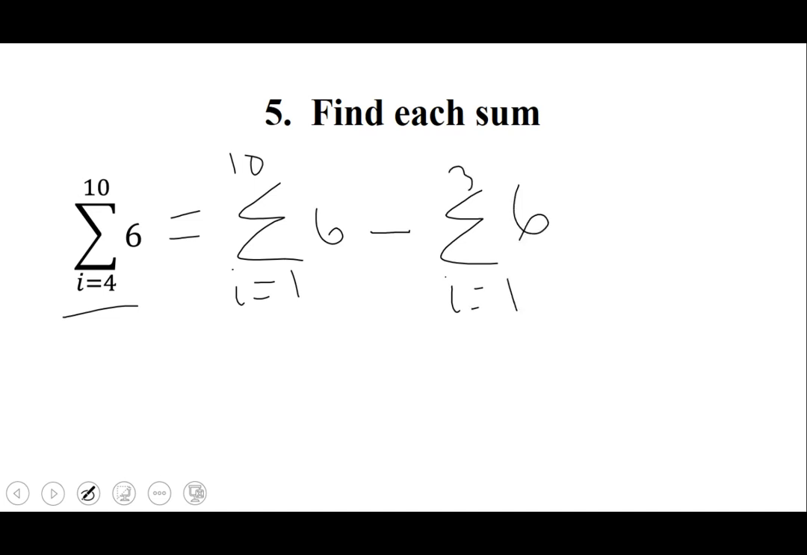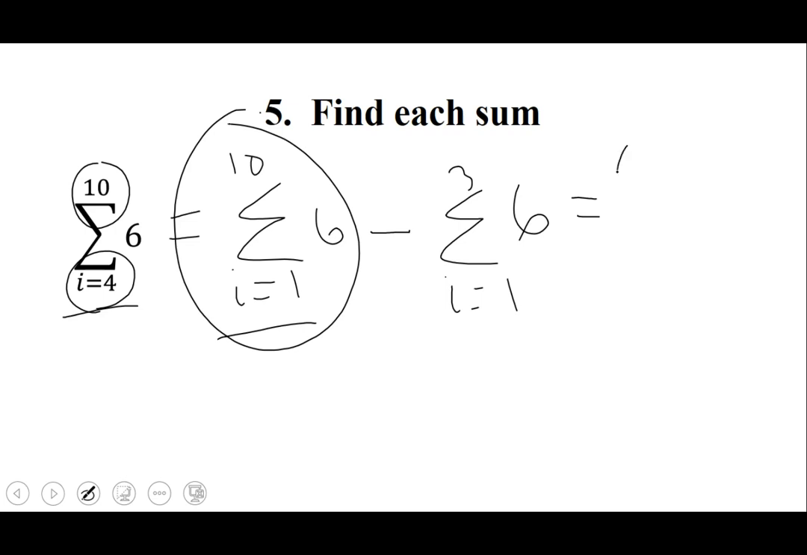Again, take a look at why that works. If you ultimately want the values from 4 to 10, if you first solve for the values from 1 to 10, and then you subtract all the values from 1 to 3, you'll essentially be left with the values from 4 to 10. So now you're going to use that property of summation actually twice. You're going to calculate the first summation, which would be 6 times 10, which would be 60.